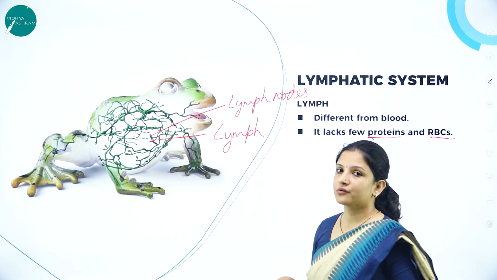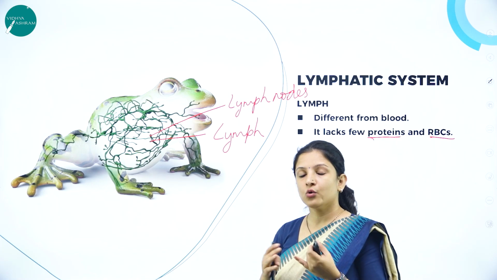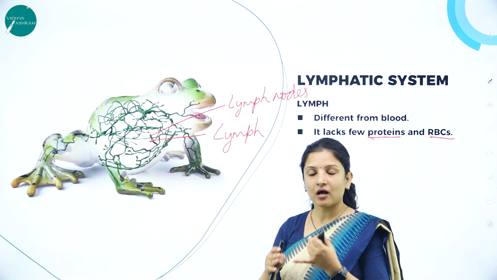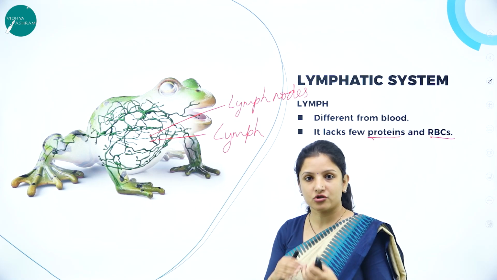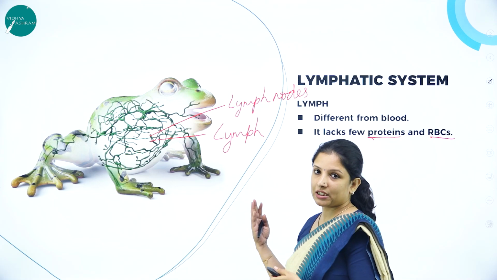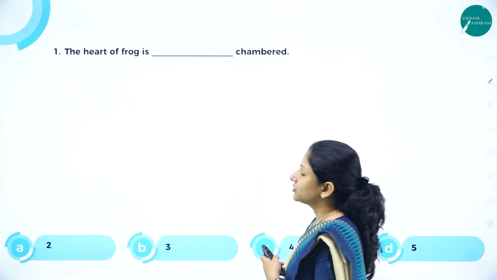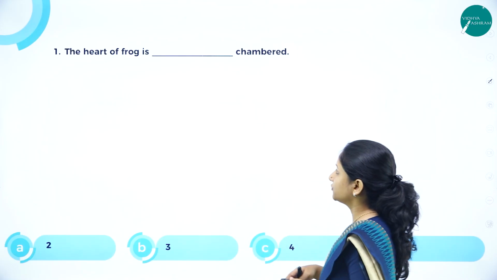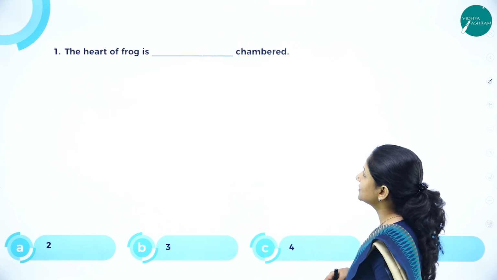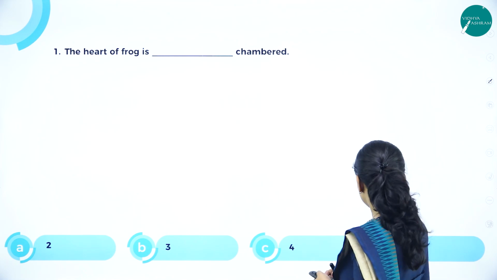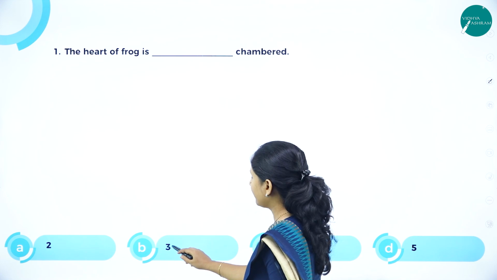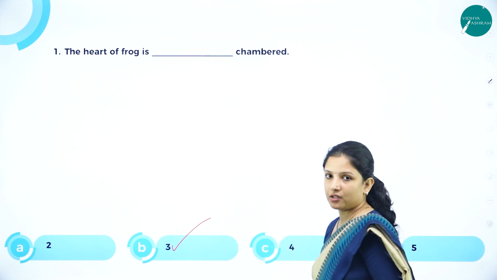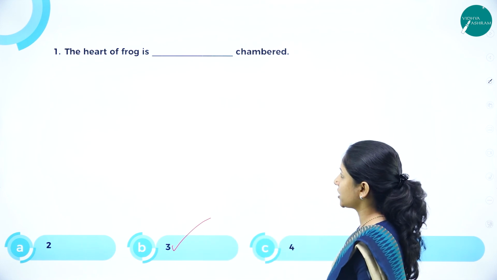So this was about the vascular system in frog, wherein we studied the blood, how the blood is circulated, the structure of the heart, and also the lymphatic system. So next, let's look into the MCQs. The heart of frog is dash chambered: 2, 3, 4 and 5. Amphibians are 3 chambered. So the heart of frog is 3 chambered.